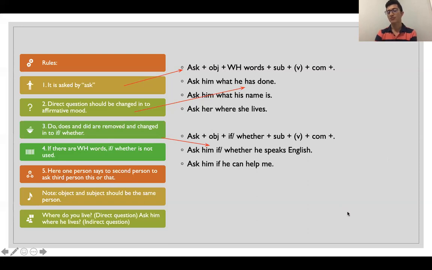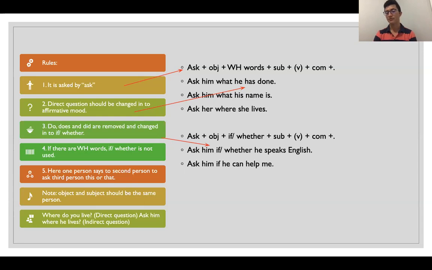Ask them, they can be with us. So here, Lali, you need to use if, okay? Ask them if they can be with us. Then you have to use a full stop at the end of the sentence. Okay, good example. Then a final example, ask him to do his homework. That's not an indirect question. Okay, that is an order.